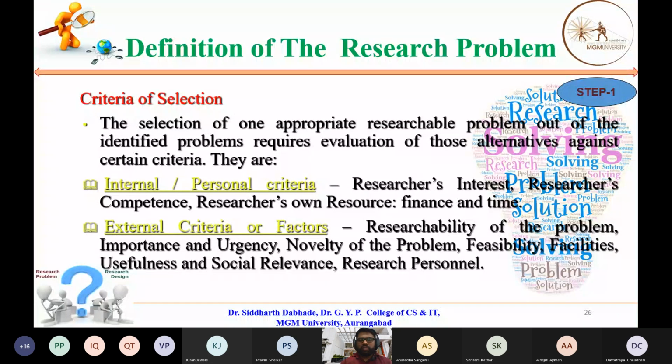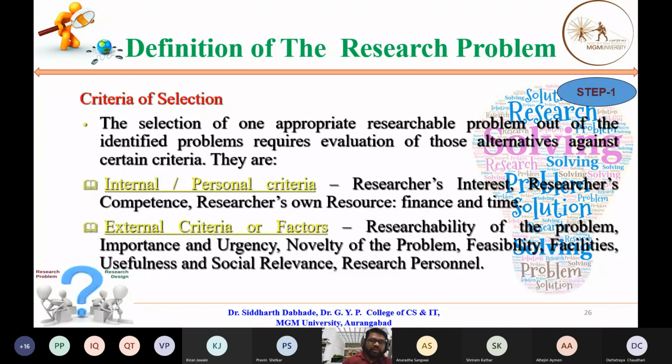It depends upon what kind of research work you are doing. Whenever you are selecting the research work, the research domain, or the research problem, it should be of your interest. If the research problem is not of your interest, then it is very difficult to complete your research work. Okay, so competencies are required.